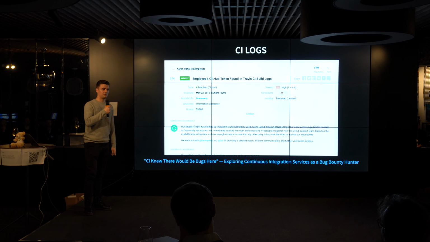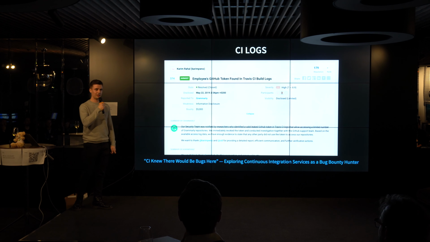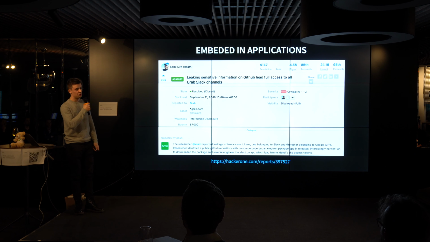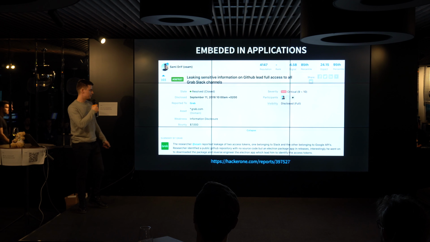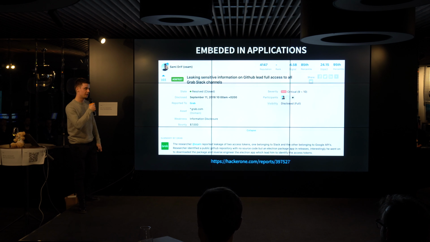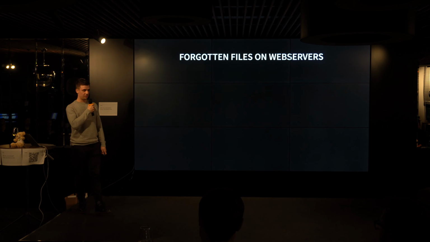There are also CI logs. There are so many secrets in CI logs, and so many CI logs are public. Also, secrets can be embedded in an application, especially mobile or Electron ones. Here, 7K just for one token in one version of an Electron application. And you can forget secret files on web servers.